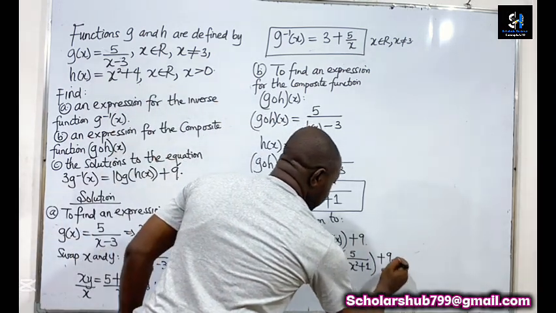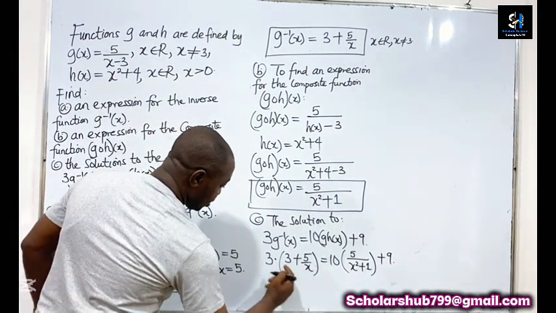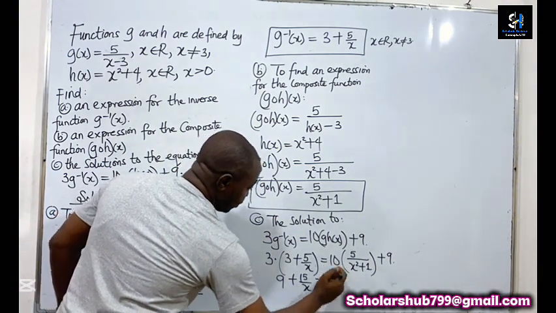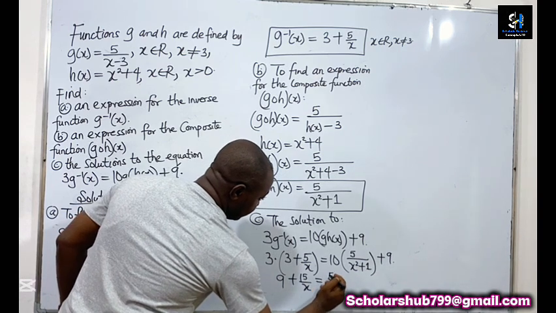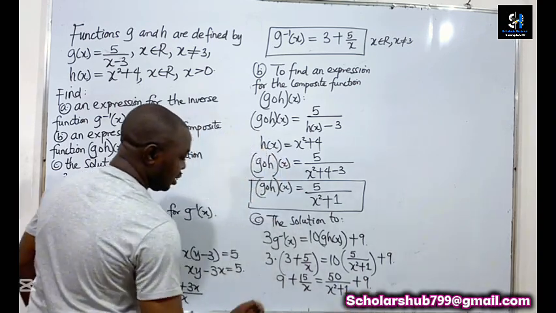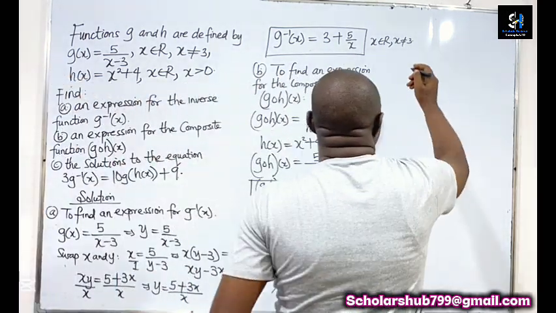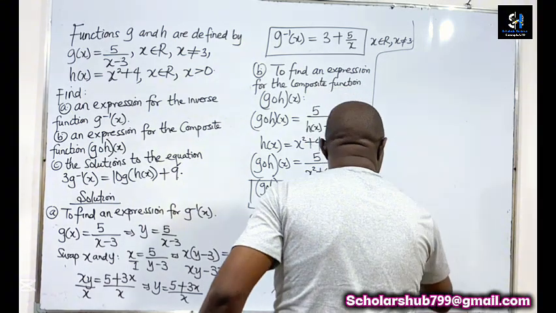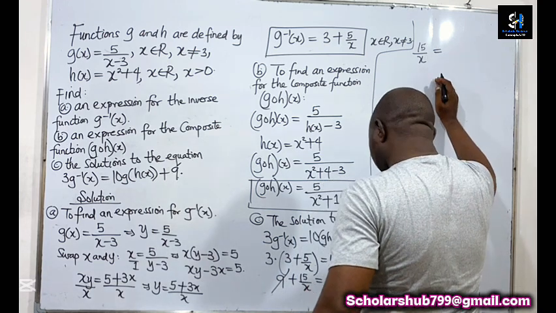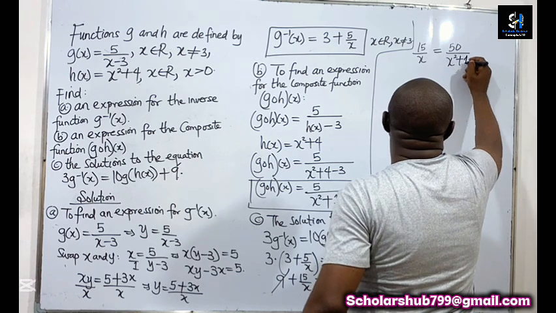Then plus 9. So I'm going to distribute 3 in this case. This will be 9 plus 3 times 5, this is 15 over x. Then 10 multiplied by 5, this is 50. So we have 50 over x squared plus 1, then plus 9. So 9 on both sides, so now 9 will cancel out. So we'll be left with 15 over x equals 50 over x squared plus 1.